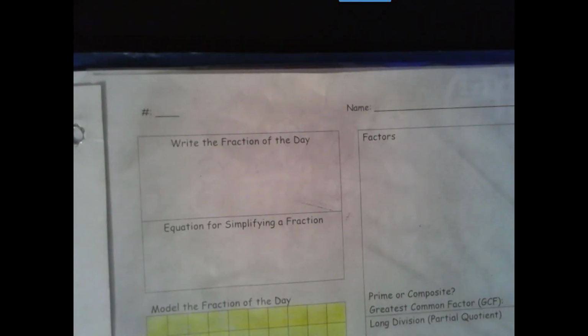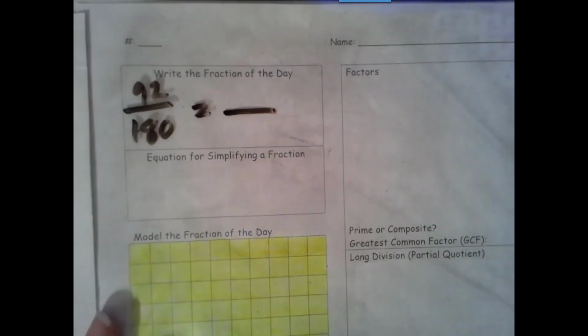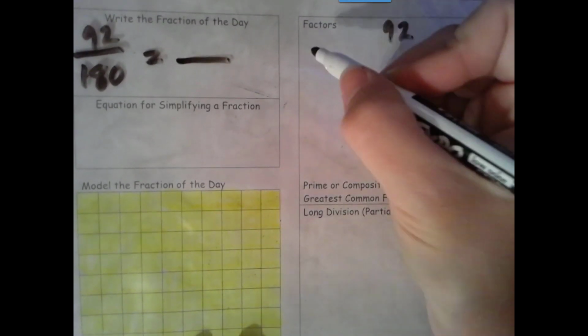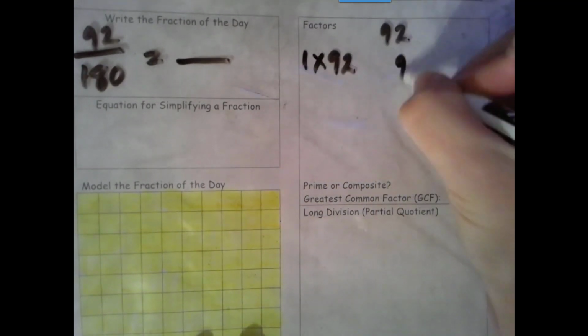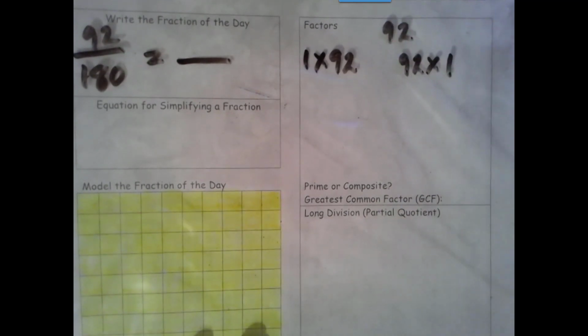All right, let's go ahead and get down our beginning fraction. We have a total of 180 school days, and we are on day 92. Let's go ahead and find the factors of our numerator, which is 92. Two factors we always know are 1 and the number itself. Using the commutative property of multiplication, I can write it down as 92 times 1.